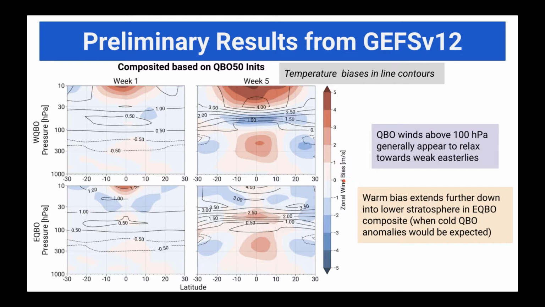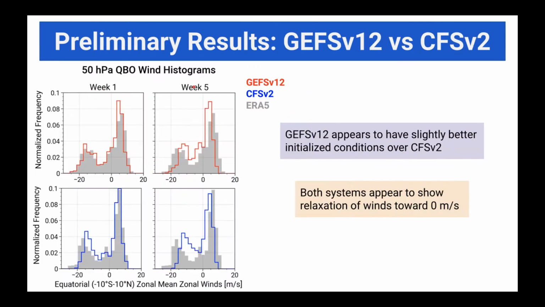And essentially what we see is that generally the QBO winds above 100 hectopascals have a tendency to relax towards weaker westerlies. This is really apparent in this westerly composite with this blue region where the QBO winds should be westerly. So these negative values indicate weakening of the westerlies. But this is also consistent at other levels. And during the easterly QBO phase, where instead we have this positive bias in this region, this means that the easterlies are instead relaxing towards 0 meters per second.